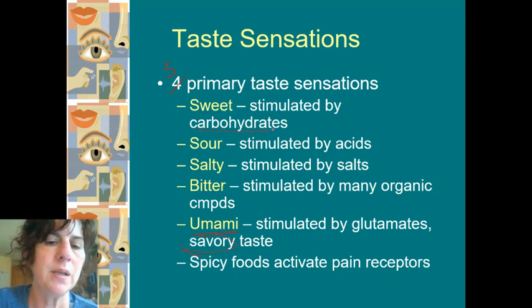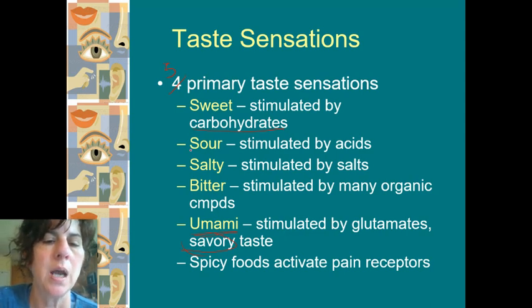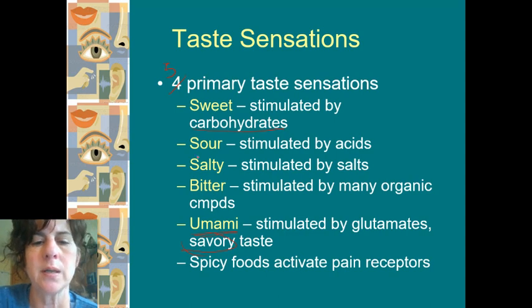So sweet is stimulated by carbohydrates, so sugars and fruits and those kinds of things. Carbohydrates go into the sweet, even things like sweet potatoes, vegetables, and so on.